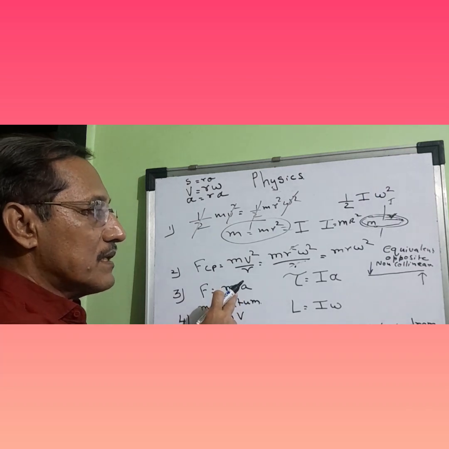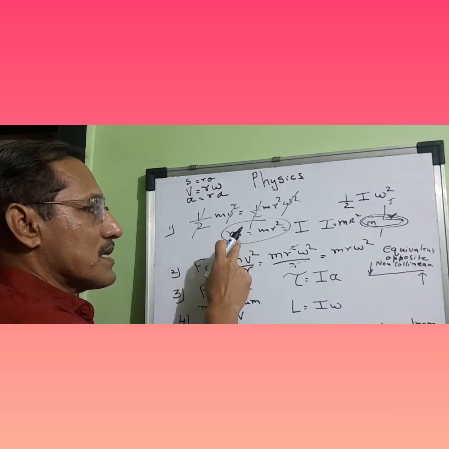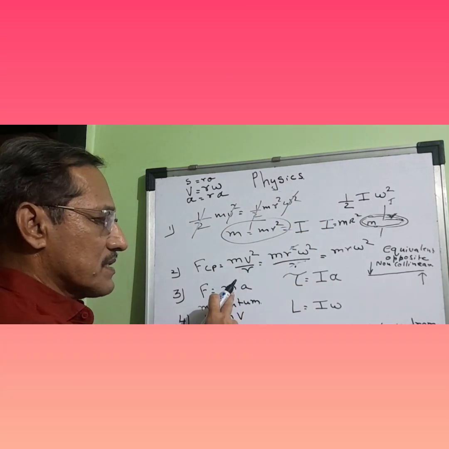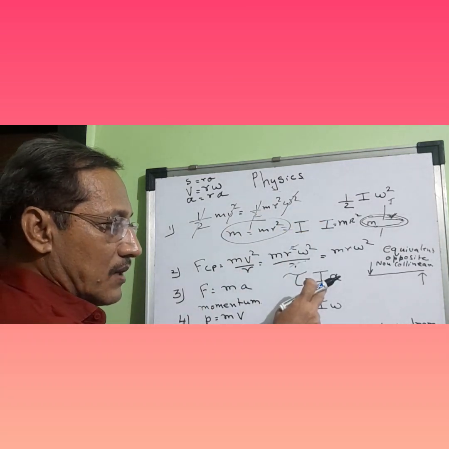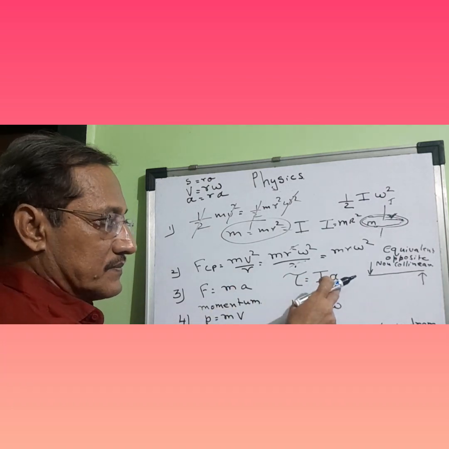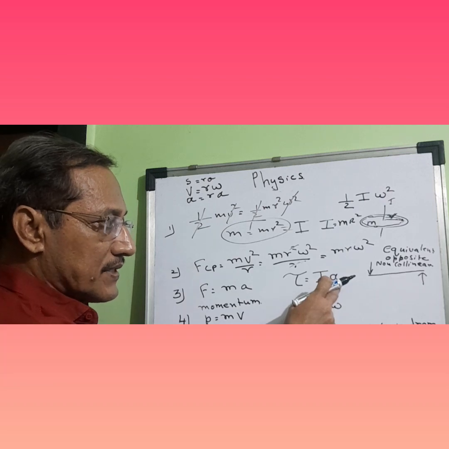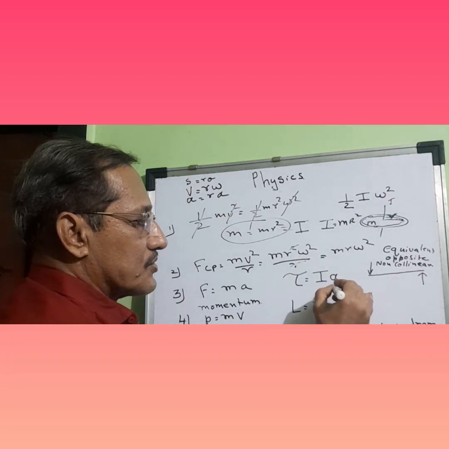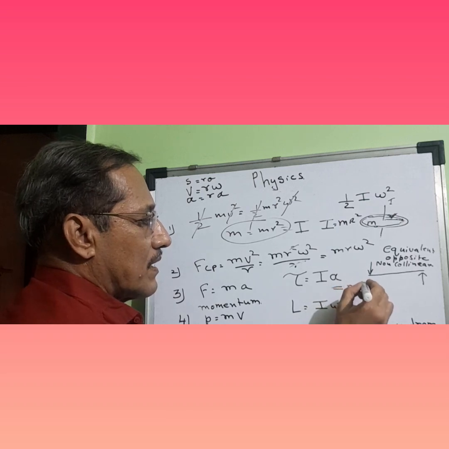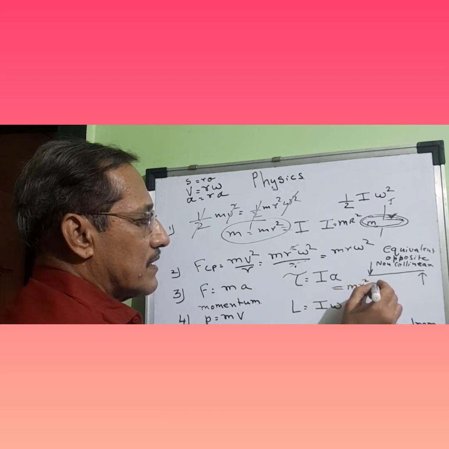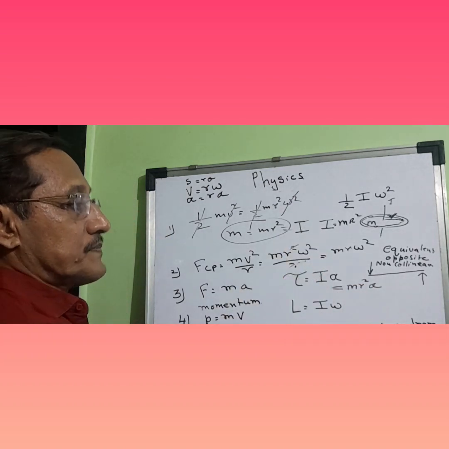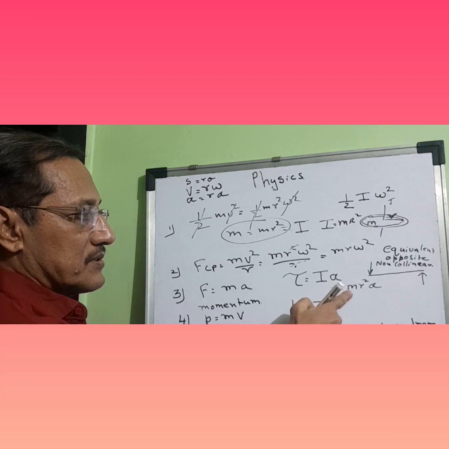Now coming to the third, force is equal to mass into acceleration. Right now we learned that linear mass corresponds to rotational inertia. So instead of mass, I can write I, and instead of a, it would be alpha, angular acceleration. So we can also write it as mr square alpha, since I is mr square.